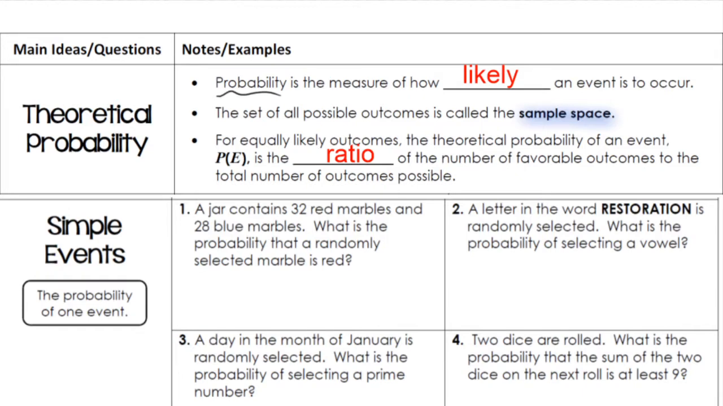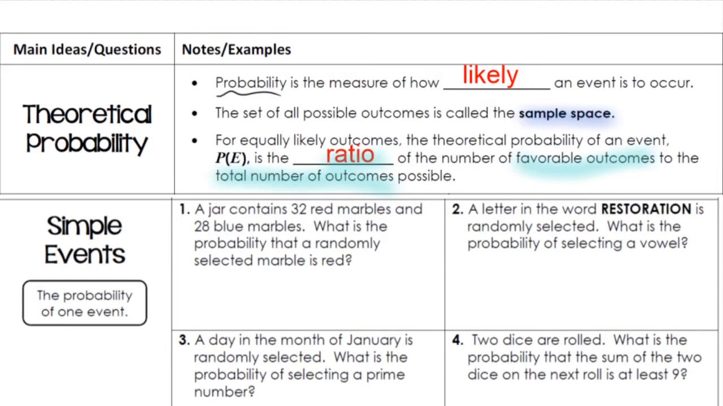Then, for equally likely outcomes, the theoretical probability of an event, P of E, is the ratio of the number of favorable outcomes to the total number of outcomes possible. All right, so the key words here is it's a ratio of favorable outcomes to total outcomes. So you always have to consider what is the favorable outcome and how many choices can I make for the favorable outcome, and then for the total number of outcomes.